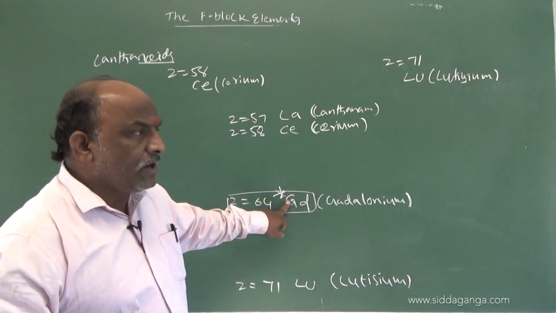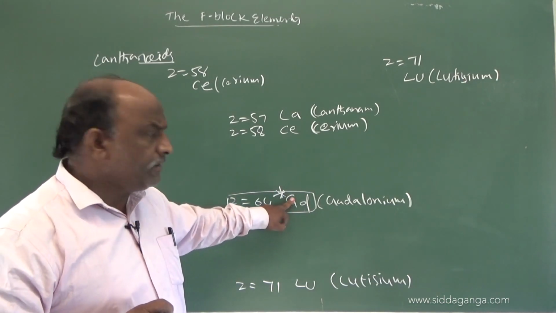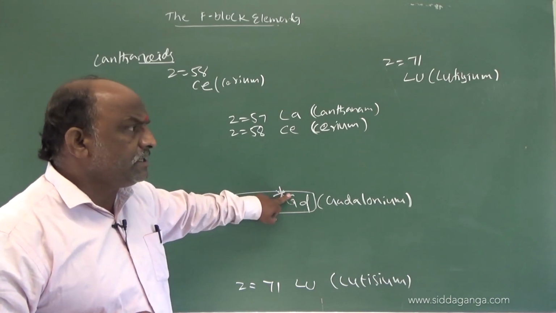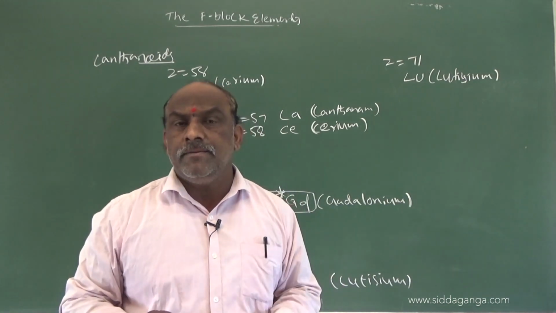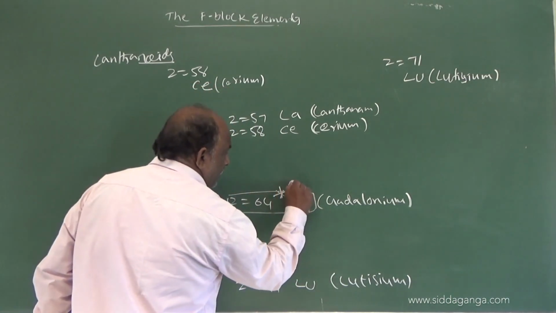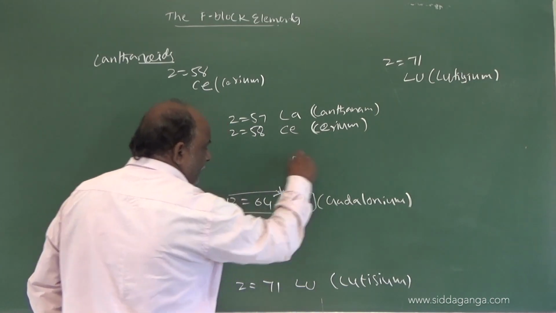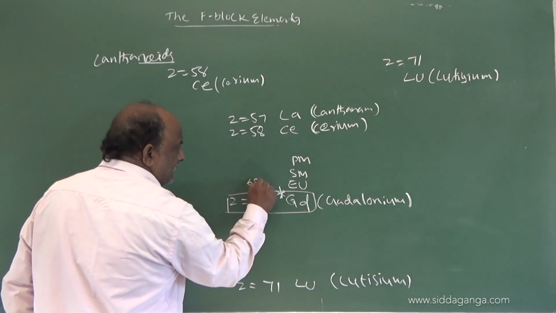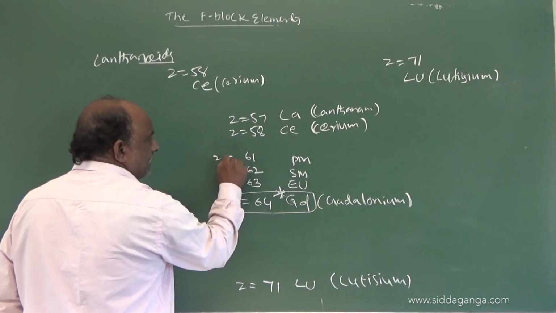Before gadolinium, 3 elements are very, very important. Those are europium, samarium, promethium. Remember, it is europium, samarium, promethium. Europium is 63, samarium 62, promethium 61. These are the atomic numbers.